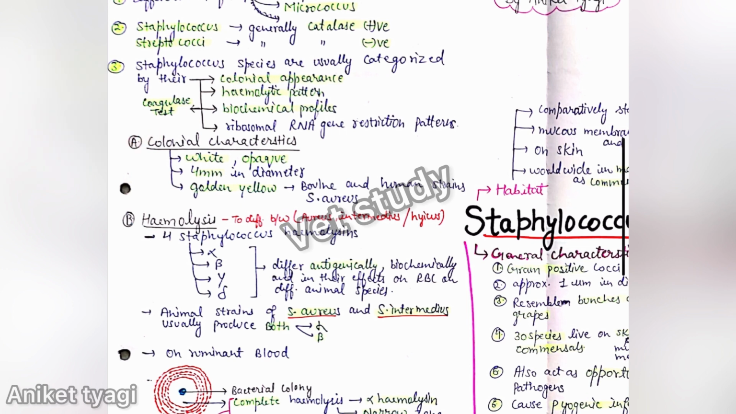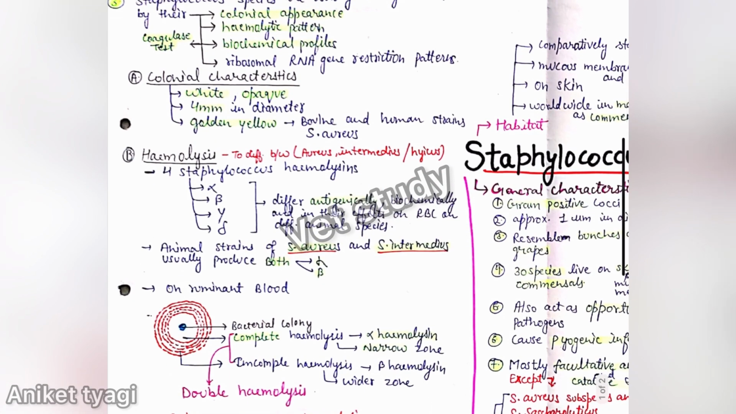The colony characteristic of Staphylococcus is as follows: the colonies are white and opaque, and they are 4 millimeters in diameter. Some Staphylococcus species show golden yellow colonies, and they are from the bovine or human strain of Staphylococcus aureus.